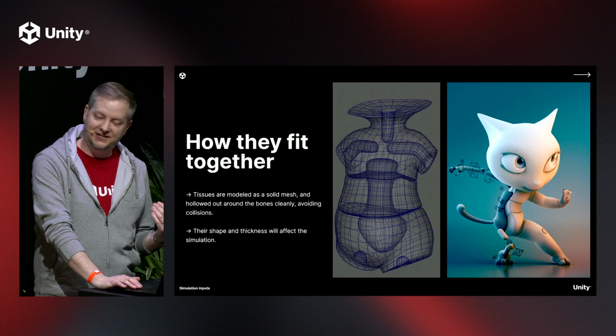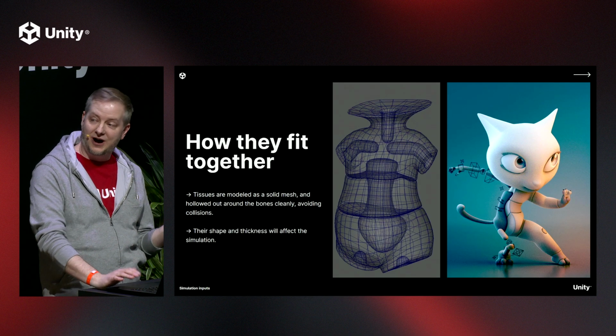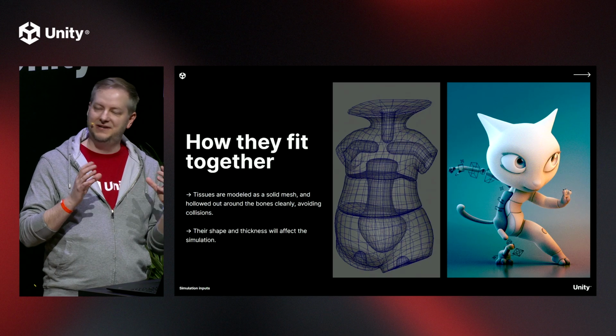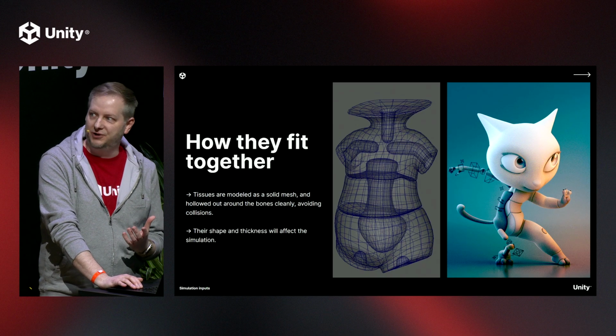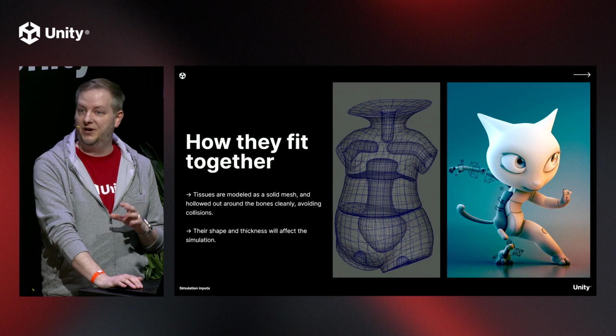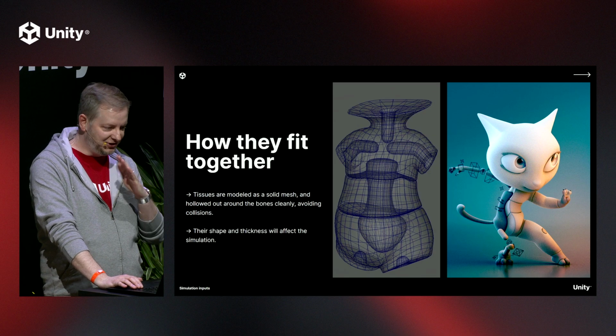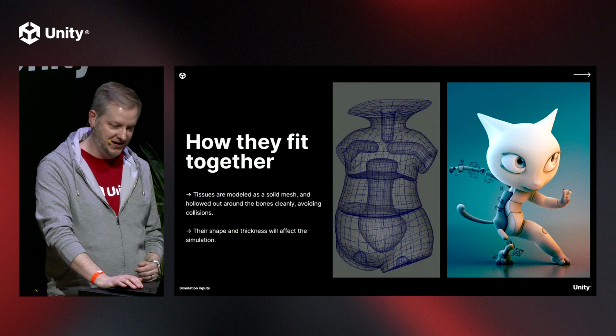So if we look inside, we can see that the tissue objects are modeled to be hollowed out and fit around the bones. And it's important that we do that really cleanly, and we want to avoid collisions. And if we chop it in half here, we can see how they're assembled on the right.